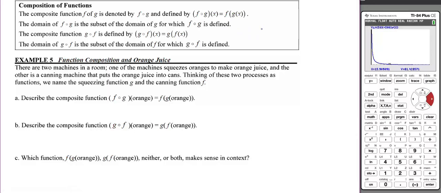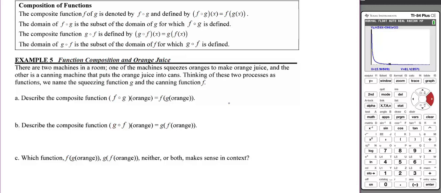The composite function g composed of f is defined by g composed of f of x equals g of f of x. So if g is written first and it's composed of f, f of x is the ingredient that is put inside the g function. The domain of g composed of f is the subset of the domain of f for which g composed of f is defined.